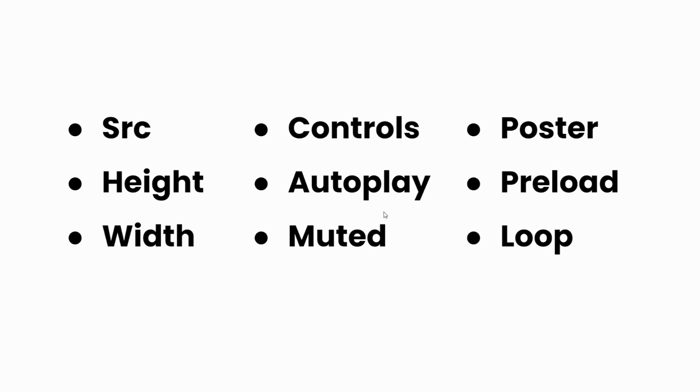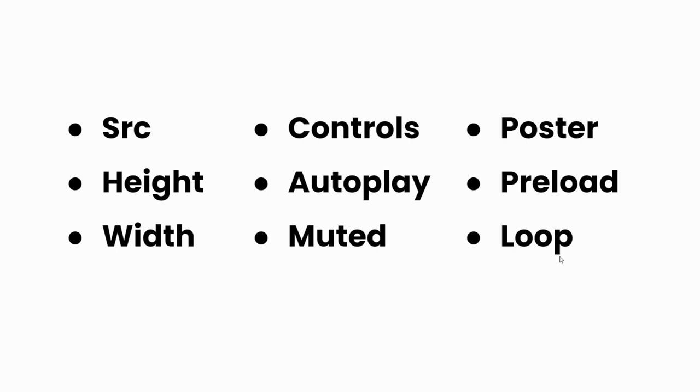As we can see on the screen, there are 9 attributes. On the first column, we can see the source attribute, the height attribute, and the width attribute. These three attributes were what we saw in the syntax. From the middle to the right are the other attributes that did not appear in that syntax, which are also important too. You can see the controls attribute, the autoplay attribute, the muted attribute, the poster attribute, the preload attribute, and the loop attribute.